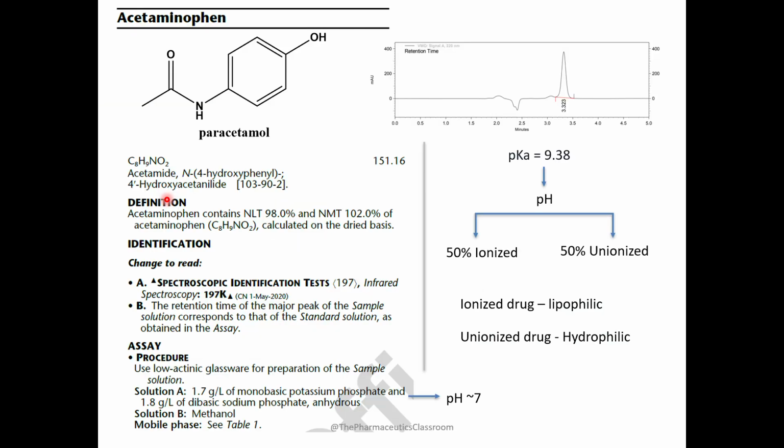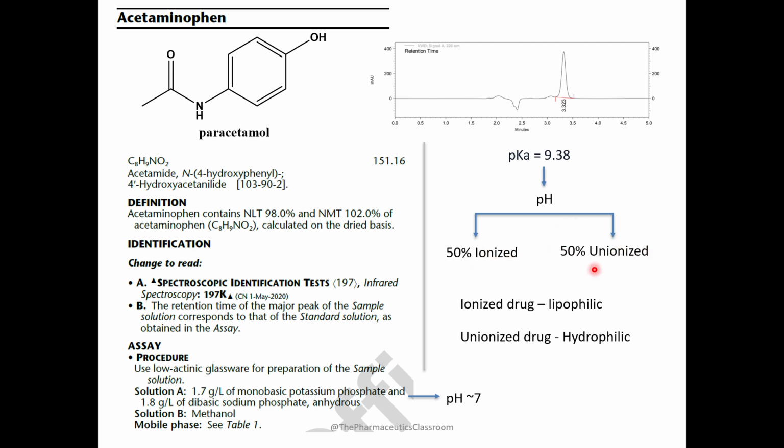For example, we are developing a method for paracetamol, which is also known as acetaminophen. This paracetamol is a weakly acidic drug which has a pKa value of 9.38. This pKa means the pH at which 50% of the molecules will be ionized. As you can see, there is a phenolic OH group. Because this is a weakly acidic drug, it will ionize at pH 9.38. It will be in 50% ionized state and 50% unionized state.